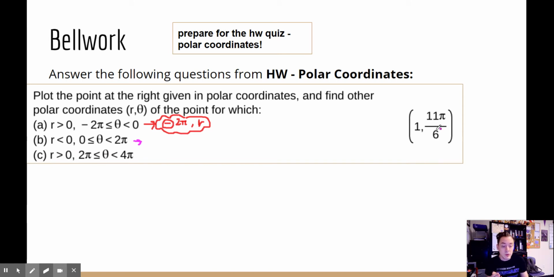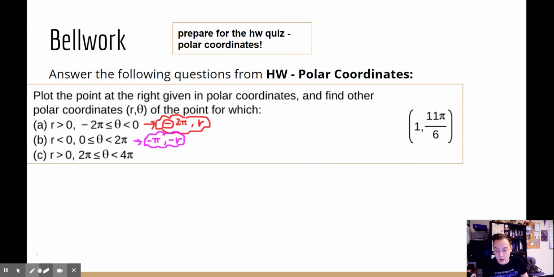Now, it depends on what the angle is. If this angle is really small, then I'm probably going to add it. If it's really large, then I'm going to subtract it. Since this 11 pi over 6 is towards the end of the unit circle in quadrant 4, that means I'm going to actually subtract pi. And then I'm going to make sure I get a negative r as per the distinctions that we learned yesterday. That's what I'm going to do.